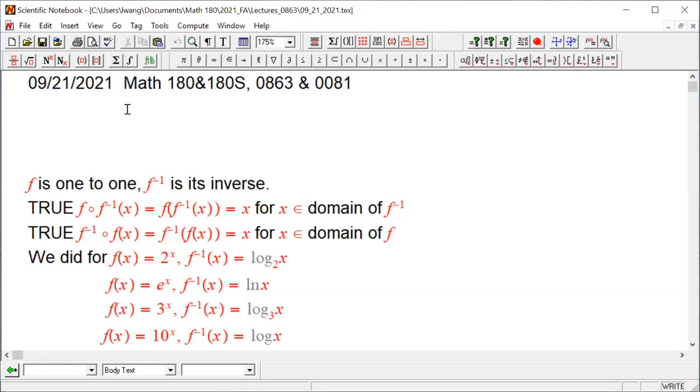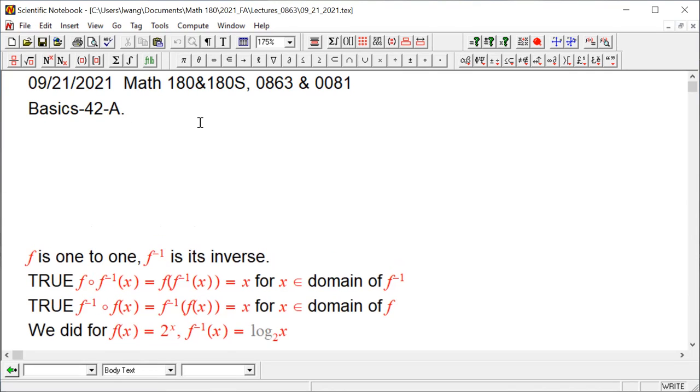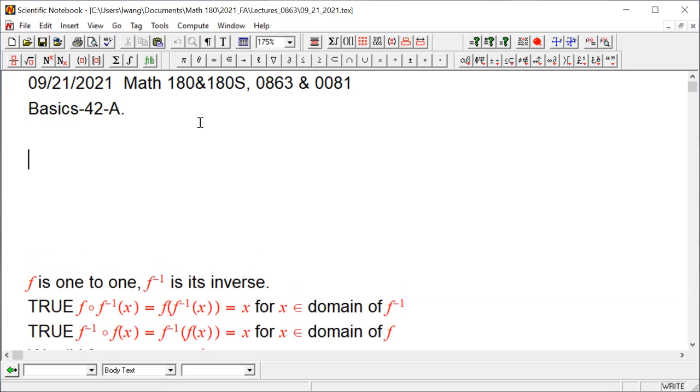So let's look at the questions on basic 42A. Jacob said number what? I forgot the number. Do you think you can do 3 and 4? 3 and 4. Okay. So let's look at number 3.